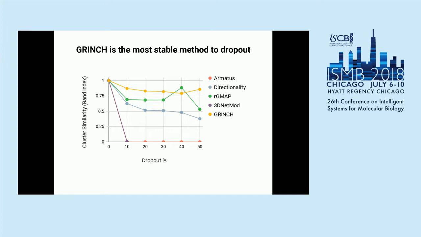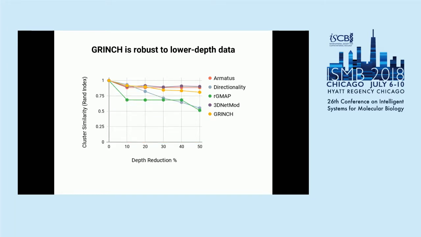You might notice that methods like Armitage and 3D-NetMod actually failed to return any TADs as the level of sparsity increases, and for that reason, the insulation score is not plotted here at all. When we look at lower depth data, again, Grinch is highly stable to lower depth data as well, at levels comparable to Armitage as well as 3D-NetMod. Armitage actually returned very small, tiny TADs, and then fewer and fewer of them as the depth got reduced.